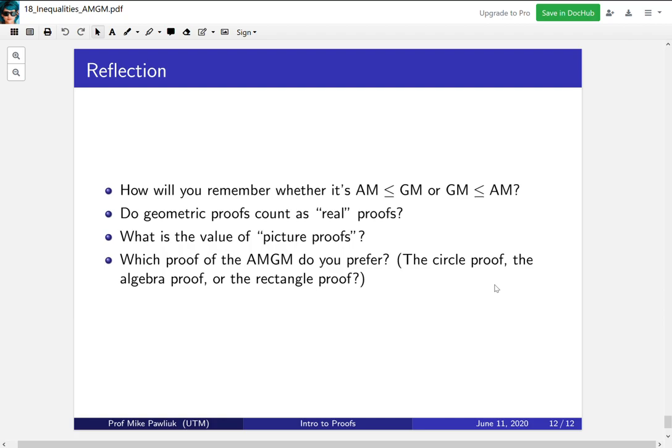Let's end with some reflection. How will you remember whether it's the arithmetic mean is less than or equal to the geometric mean, or vice versa? Do geometric proofs and picture proofs count as real proofs? What is the value of a picture proof? Which of the three proofs of the AMGM do you prefer? The circle proof, the algebra proof, or the rectangle proof?